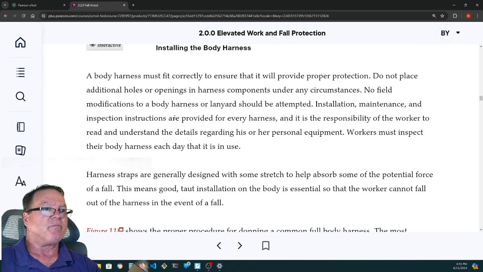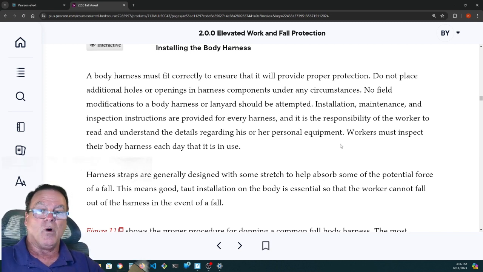Installing the harness. A body harness must fit correctly to ensure that it will provide proper protection. Do not place additional holes or openings in the harness components under any circumstances. No field modifications to a body harness or lanyard should be attempted. Installation, maintenance, and inspection instructions are provided for every harness, and it's the responsibility of the worker to read and understand the details regarding his or her personal equipment. Don't ever alter any of your safety equipment.